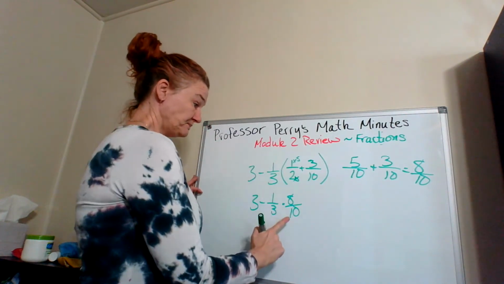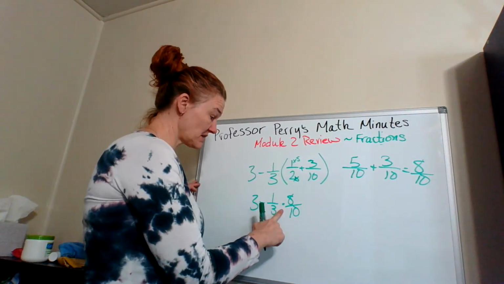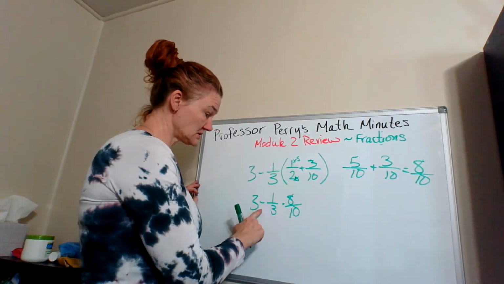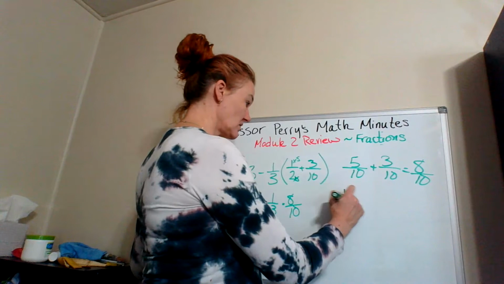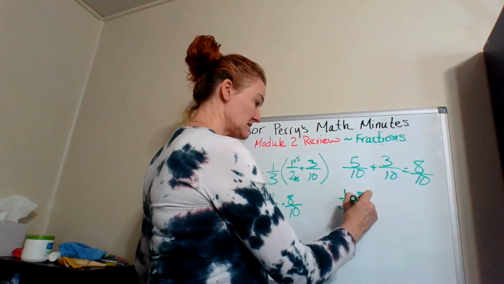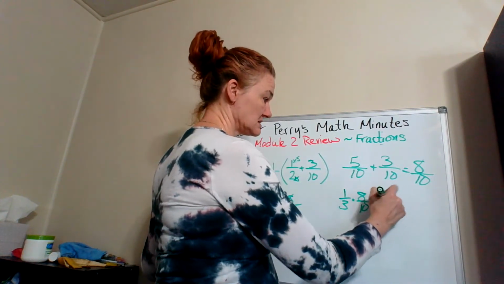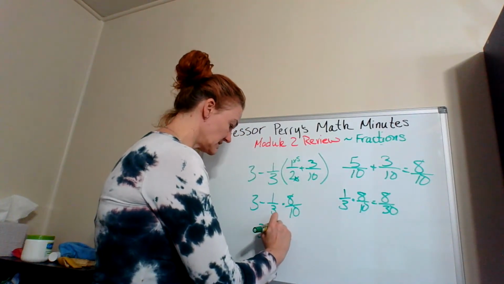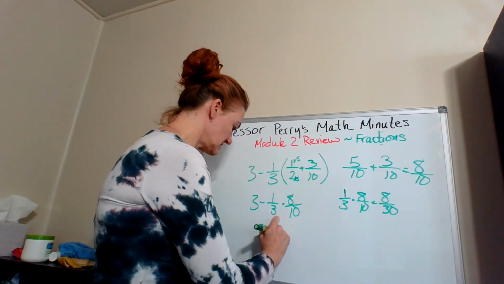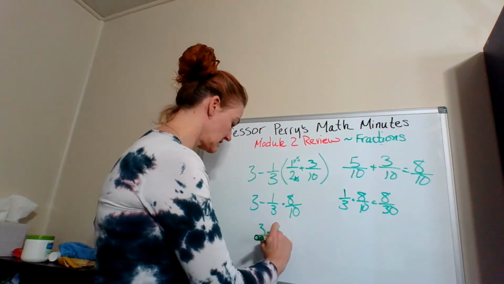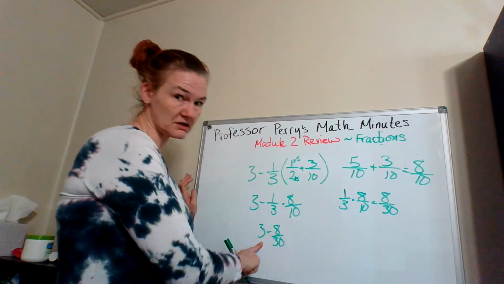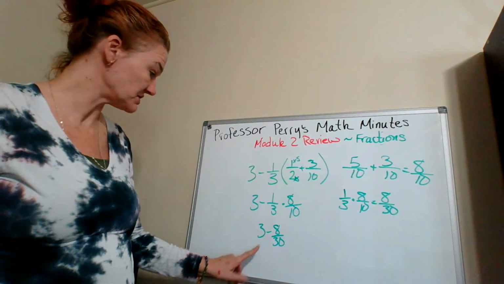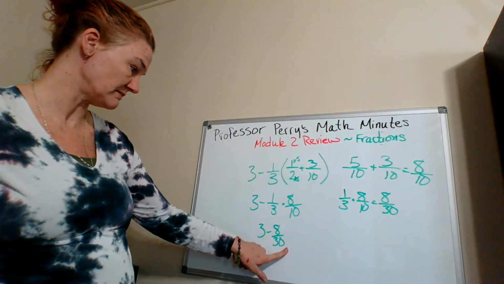So now, multiply first. Comes before subtract. So now I have 1/3 times 8/10 is 8/30. So now I have 3 minus 8/30. Okay, I have a whole number. Now I'm back to my borrowing situation. I'll have a fraction to subtract this from.